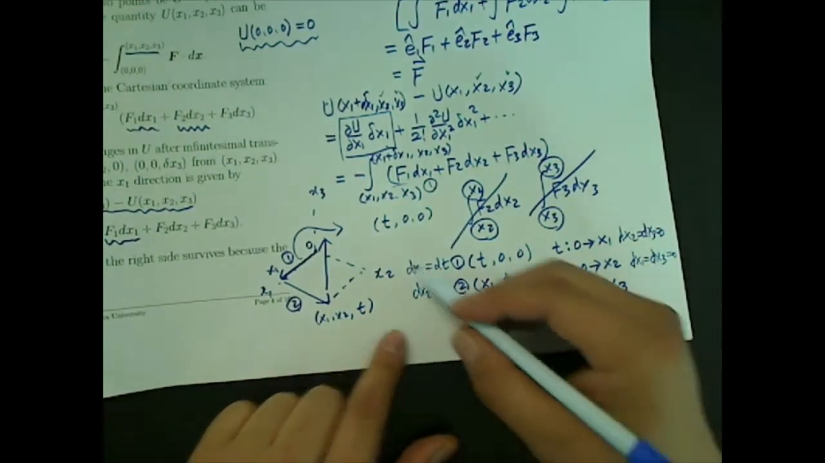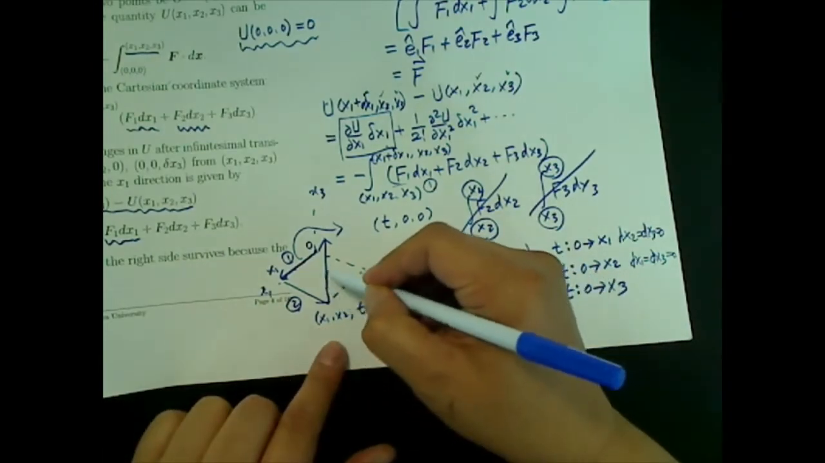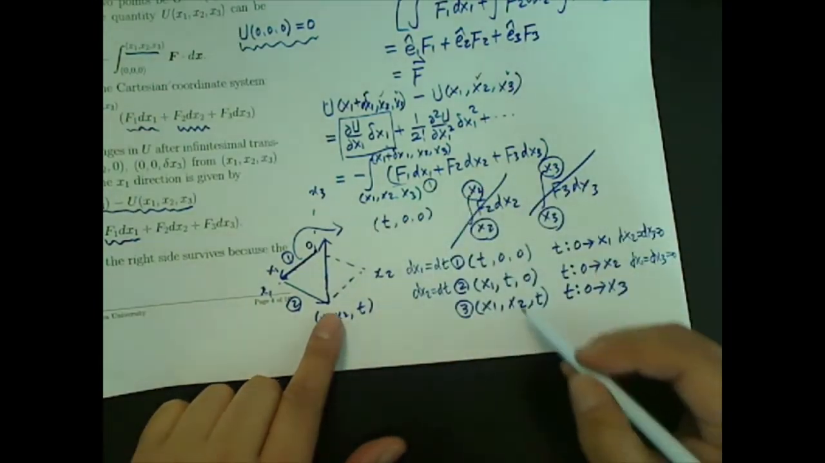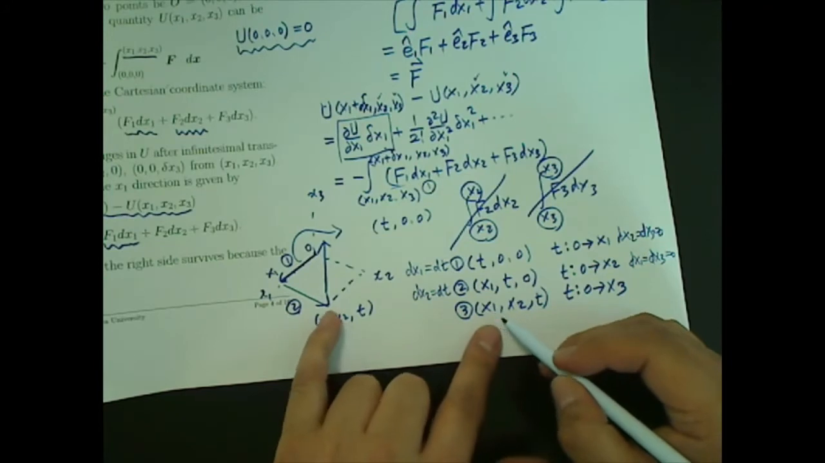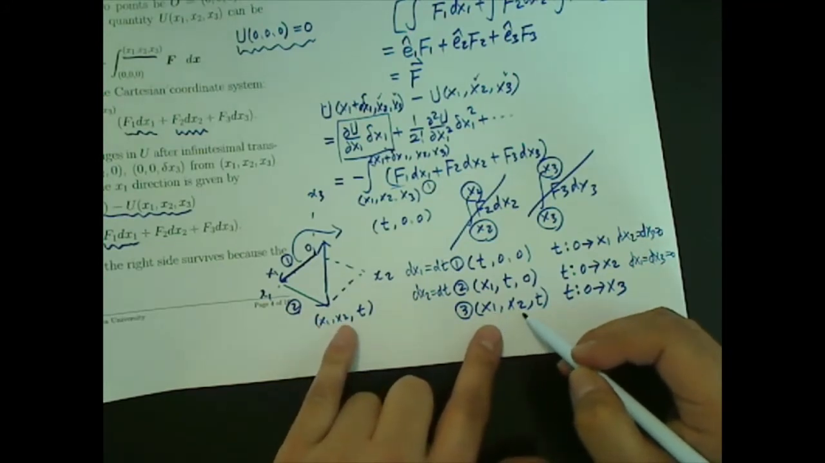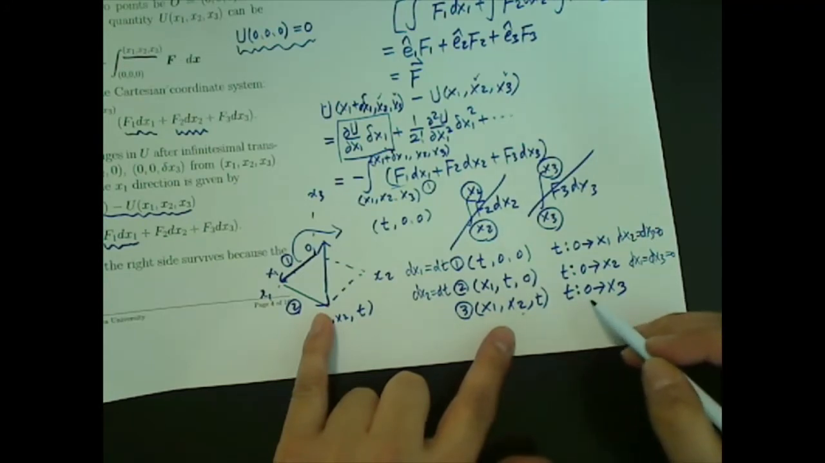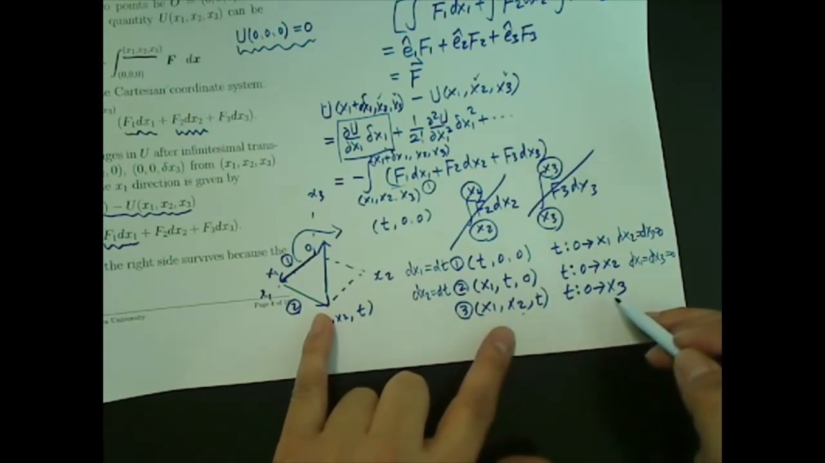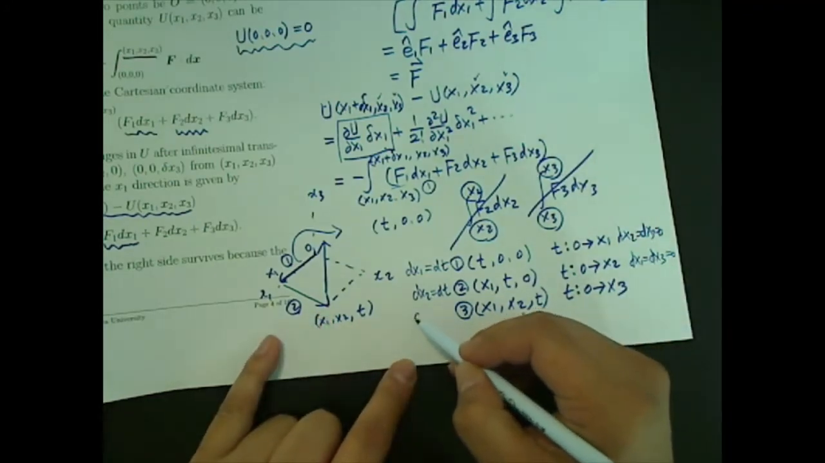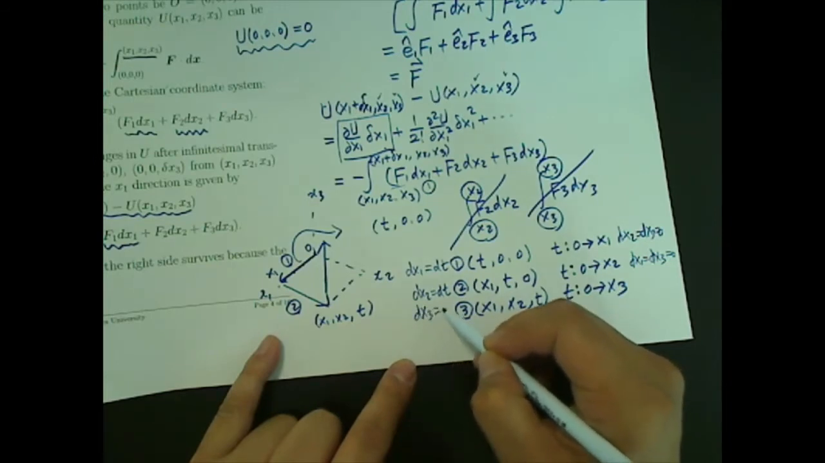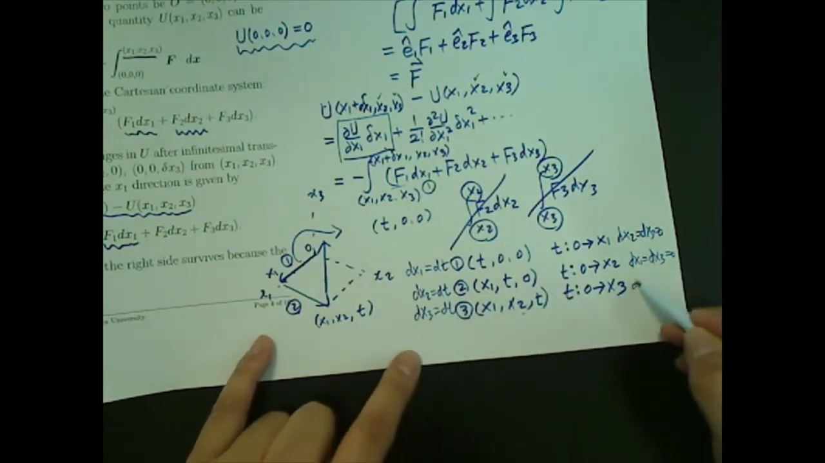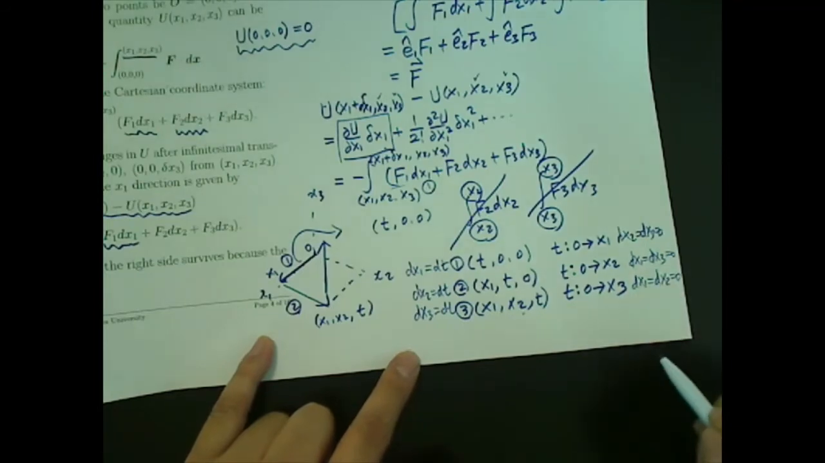Finally, on this path, x1 and x2 are fixed to be x1 and x2, but the x3 value runs from 0 to x3. This shows that dx3 equals dt and dx1 equals dx2 equals 0.